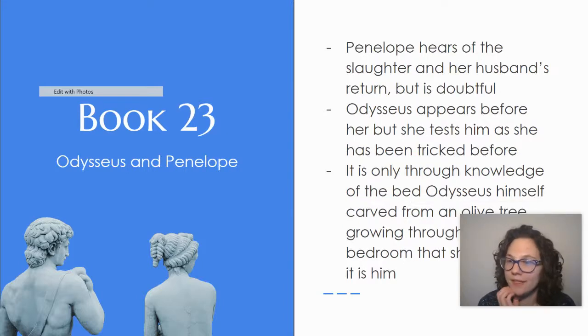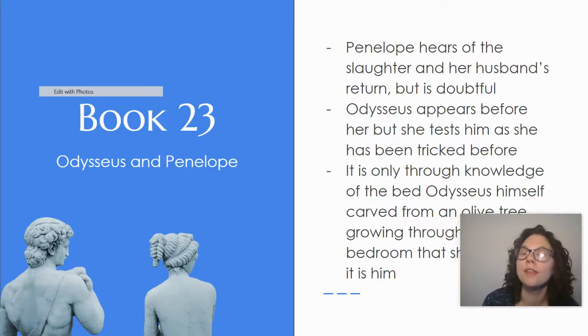What ends up happening, of course, is Penelope hears about all of this. The nurse who works for the household runs up and says, "Oh my gosh, your husband is back, and he just killed like 100 people in the courtyard. So all the suitors are dead, and he's back." And she's really skeptical because at this point, it's been 20 years. We learned from other points in the story that she's had a lot of men come to her and pretend to be her husband to try and trick her into marrying them, but she keeps finding out they're not the real Odysseus and turning them away.